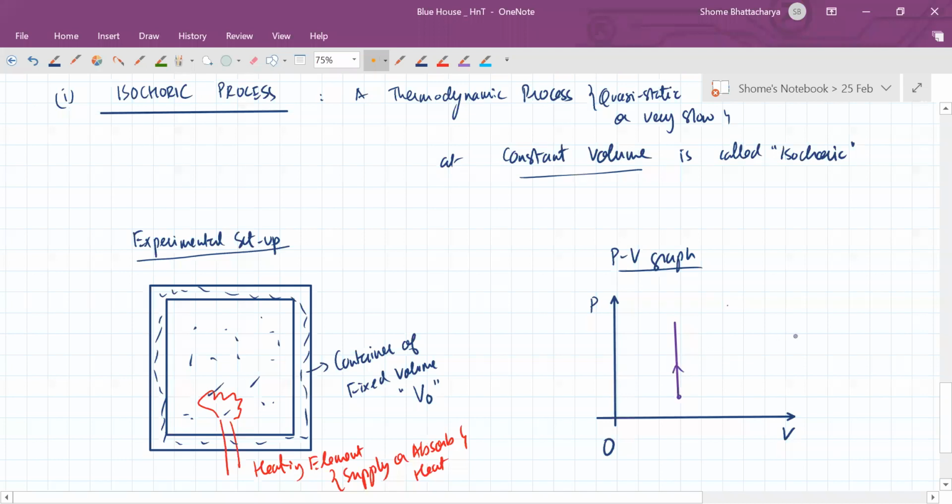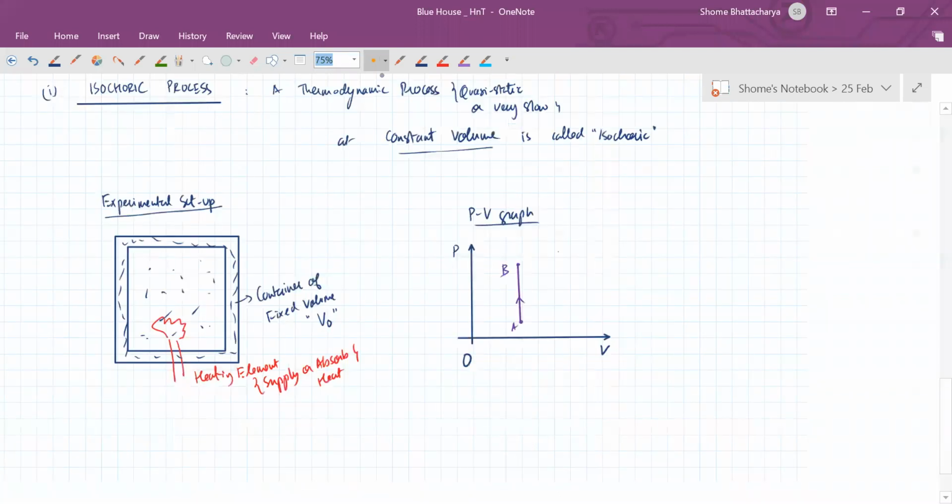It could be like this, or it could also be in the opposite direction.